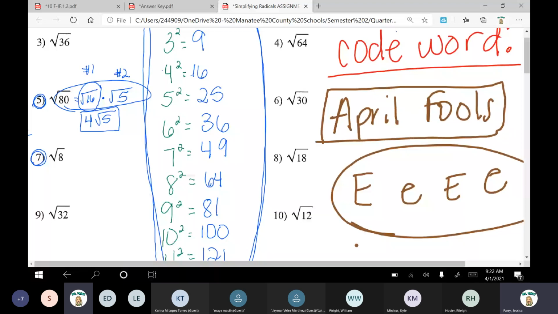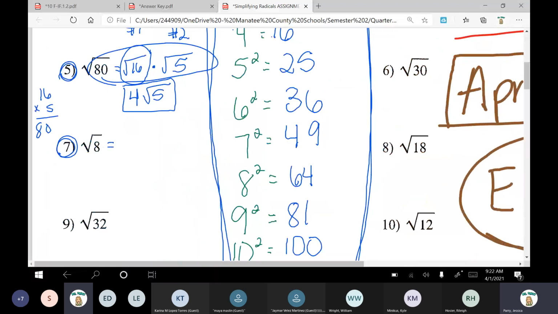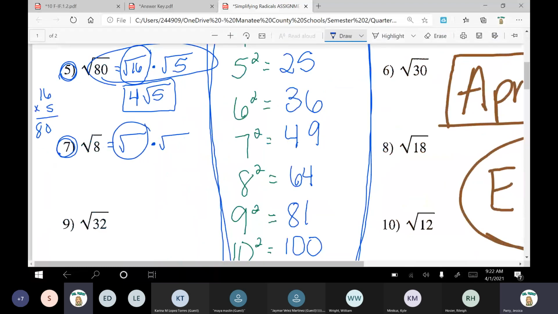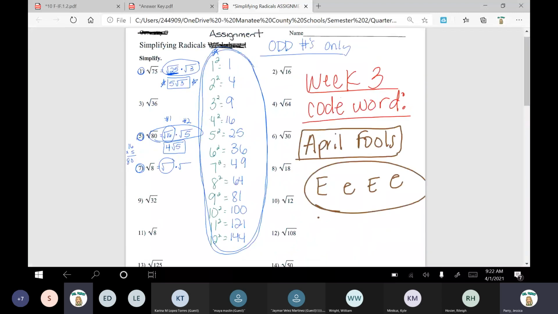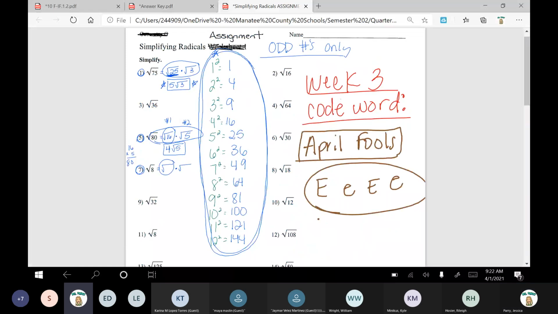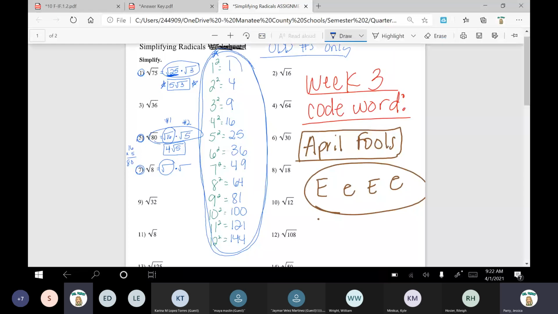Square root of something times square root of something. The first one is a perfect square. The second one is not a perfect square. So what can we multiply? What times what is 8? The first one is a perfect square. That means the first one, you're going to use one of these numbers here. I see a 2 and a 4, 4 and a 2.